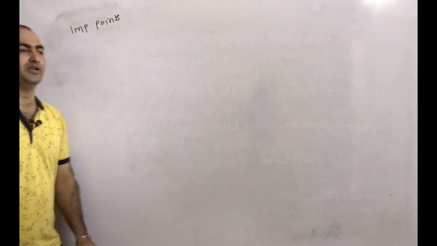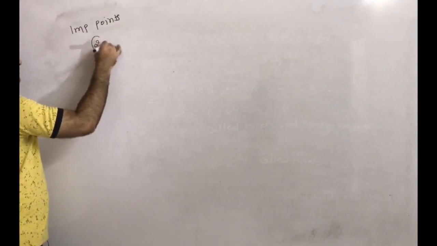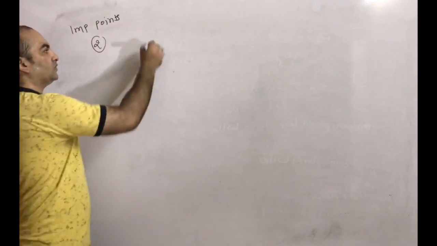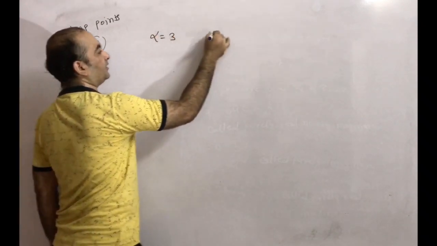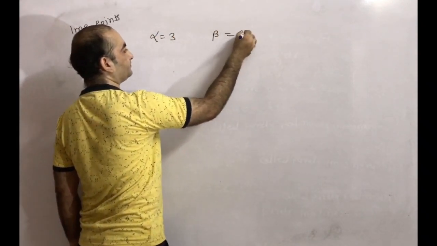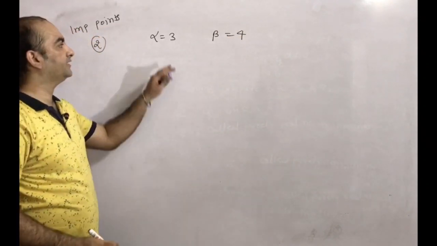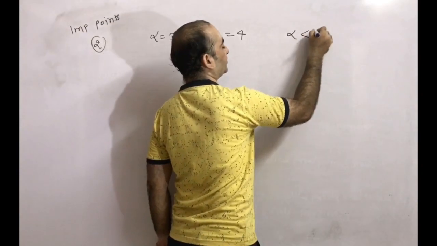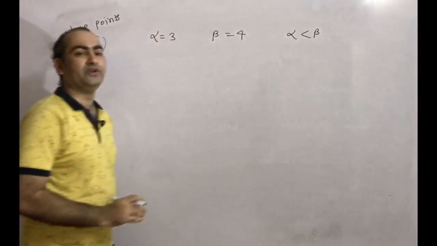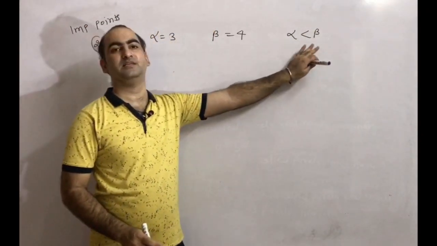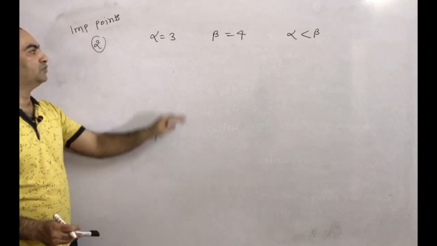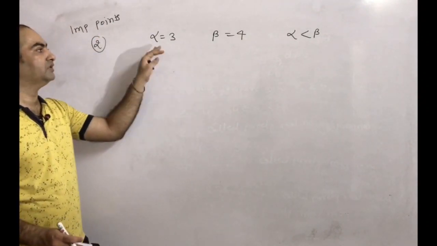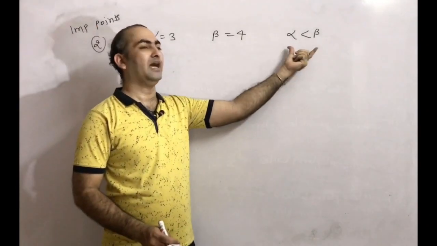Second important point is, we have two numbers, alpha equal to 3 and beta equal to 4. Then we can say that alpha is less than beta. Here we are defining alpha is less than beta because both are real numbers. So if both are real numbers, we can compare alpha and beta.